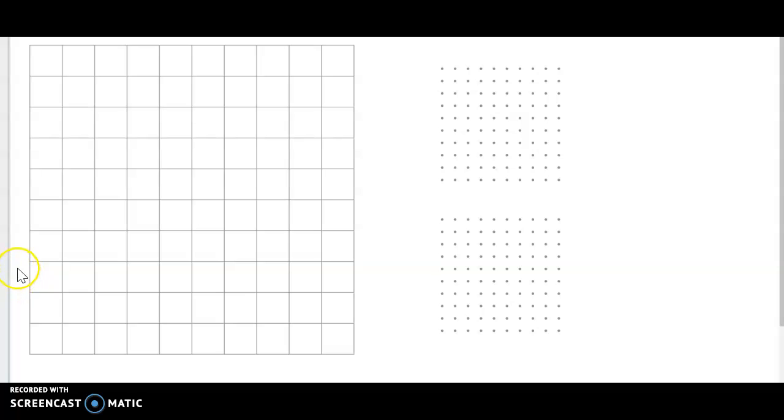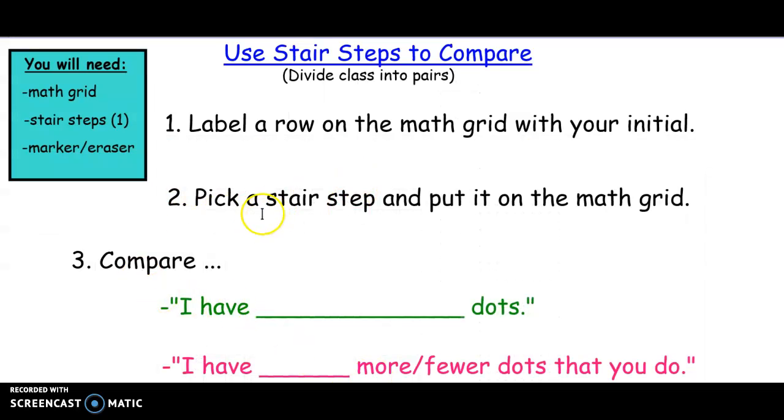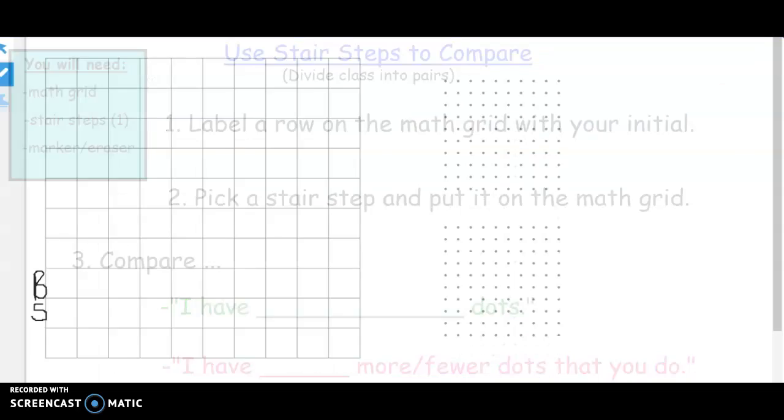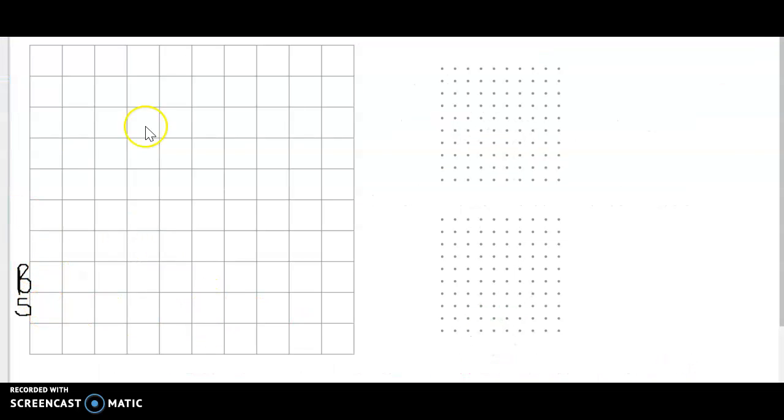So right here, I'm going to put B for Mrs. Badalamenti, and we'll put an S right here for Mrs. Schweitzer. Okay, next, if we have the stair steps, you're going to pick up a stair step and put it on your math grid. If you don't have a stair step, you're just going to pick a number between 1 and 10. Okay, so let's say that I picked 6. I'm going to draw 6 circles.